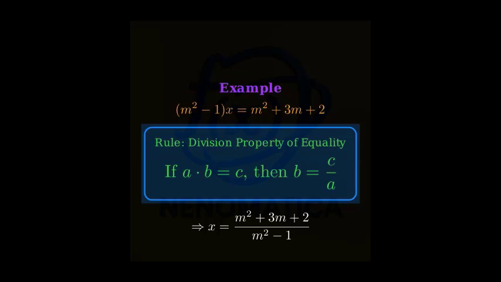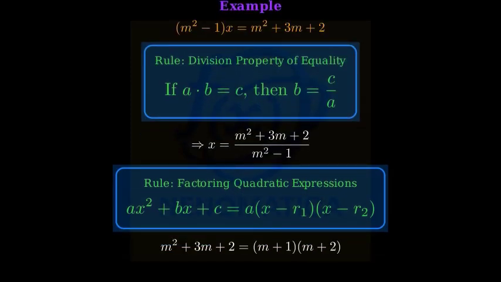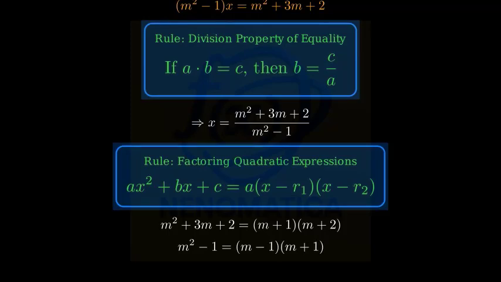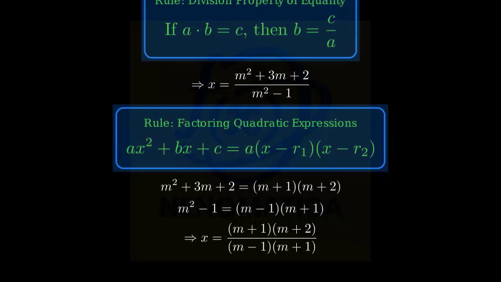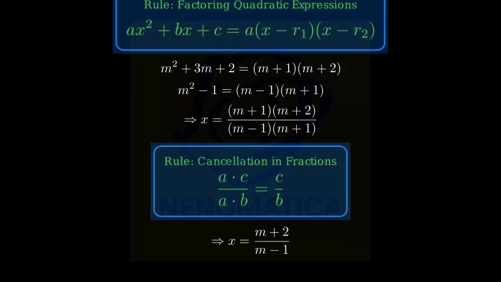Now, let's factor both the numerator and denominator. For the numerator, we can factor m squared plus 3m plus 2 as (m plus 1) times (m plus 2). For the denominator, m squared minus 1 can be factored as (m minus 1) times (m plus 1). After factoring, our equation becomes x equals (m plus 1)(m plus 2) divided by (m minus 1)(m plus 1). We can now simplify this fraction by canceling the common factor m plus 1 from both the numerator and denominator. After simplification, we get x equals (m plus 2) divided by (m minus 1).